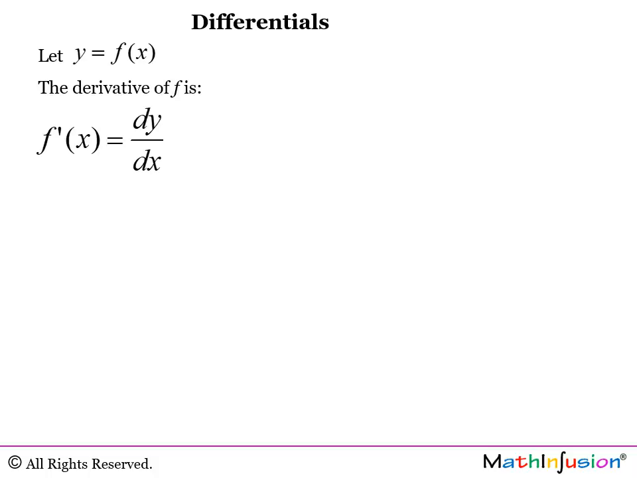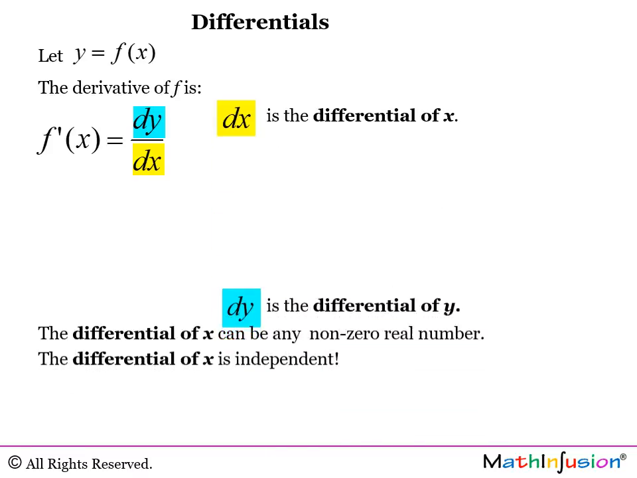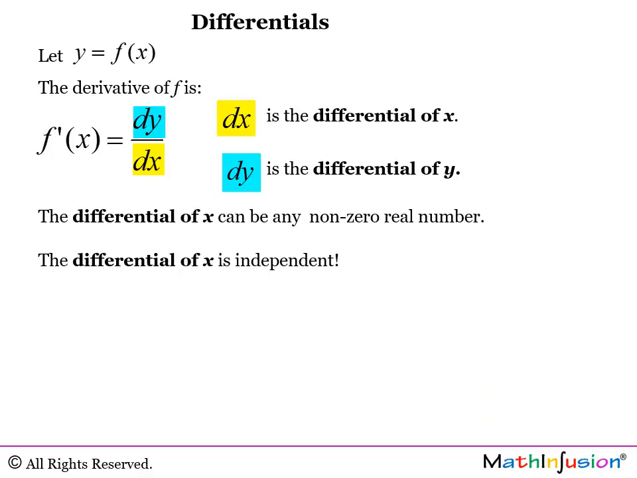Let y equals f of x. The derivative of x can be written as f prime x, but also as dy over dx. dx is the differential of x. dy is the differential of y. The differential of x can be any non-zero real number. The differential of x is independent.